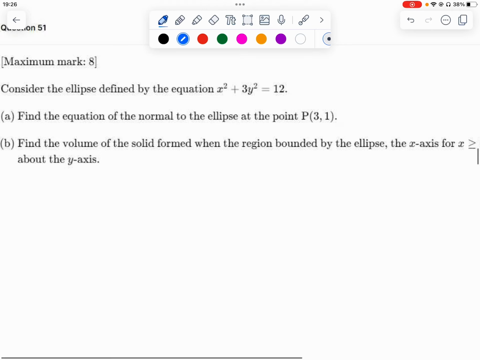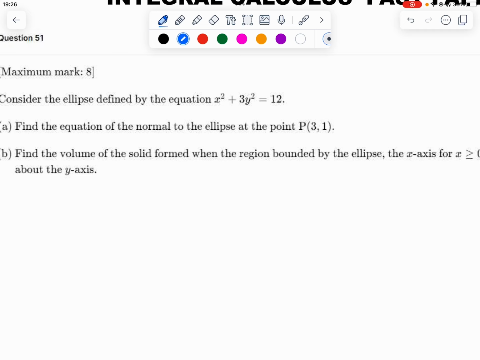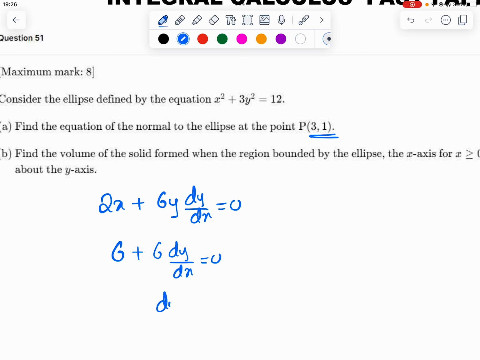Consider the ellipse. Find the equation of the normal. To find the equation of a normal, first of all, I have to find the derivative. X square derivative is 2x. This will become 6y dy upon dx equals to 0 at point (3, 1). So 6 plus 6 dy by dx equals to 0. So dy by dx equals to nothing but how much?